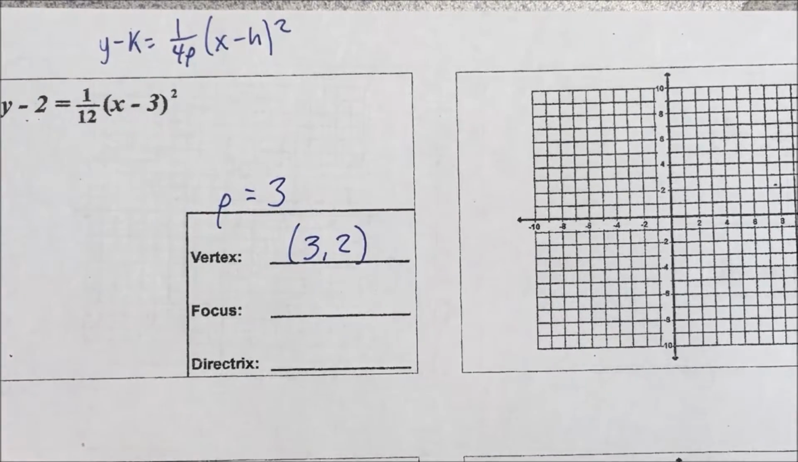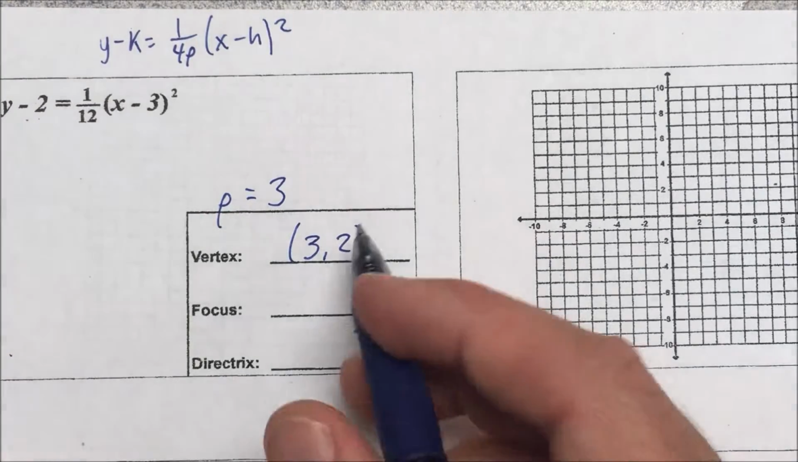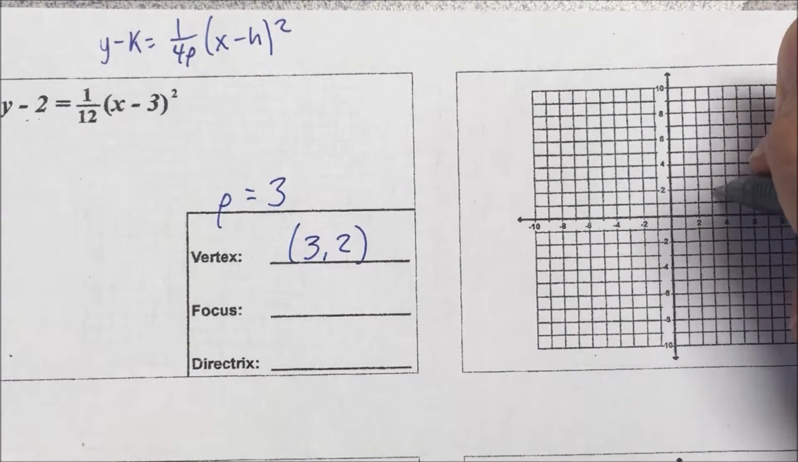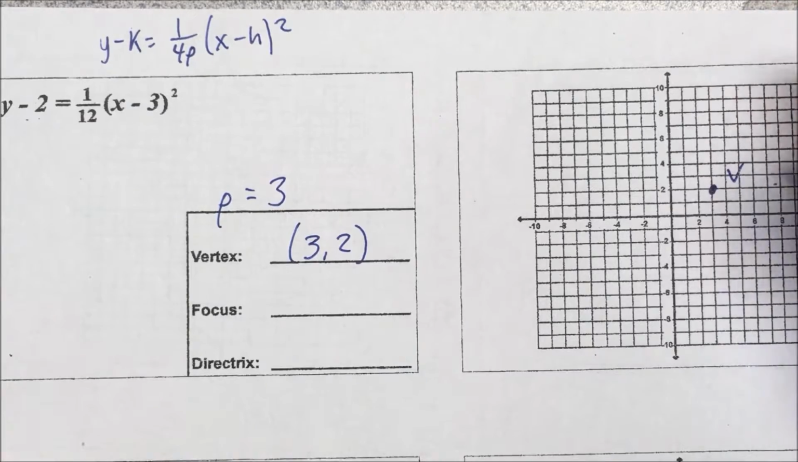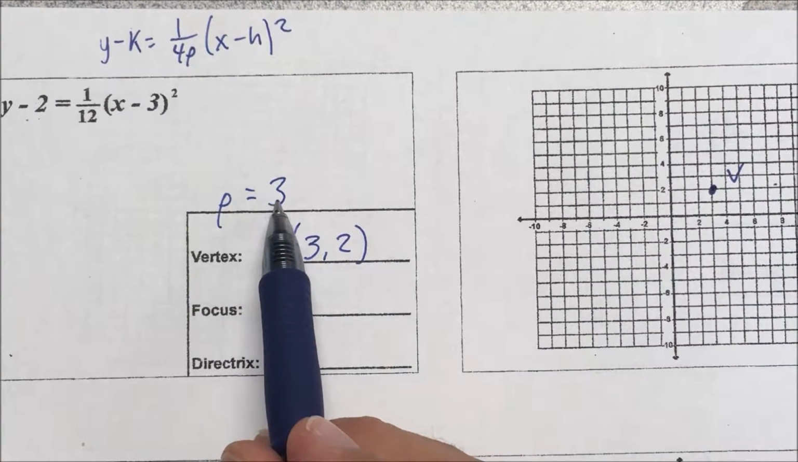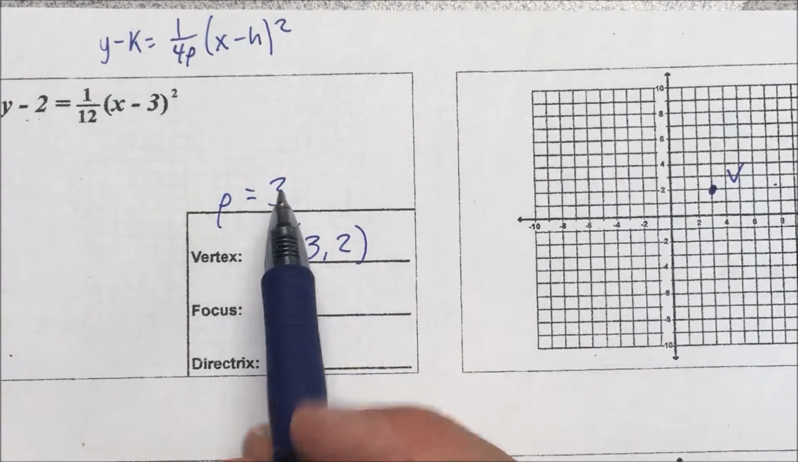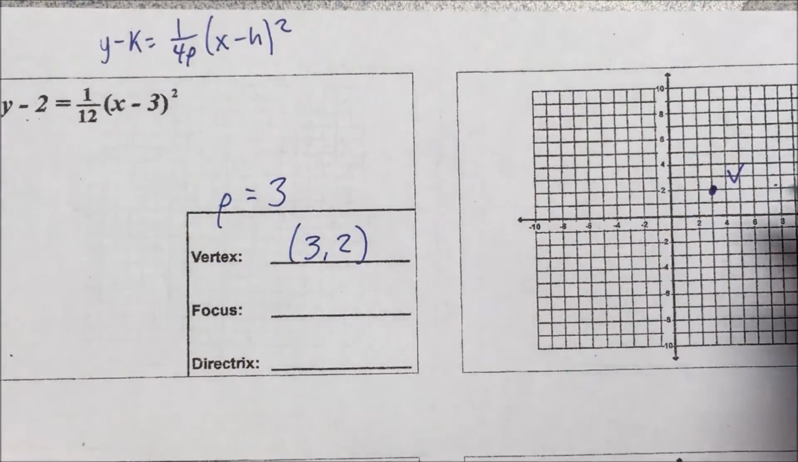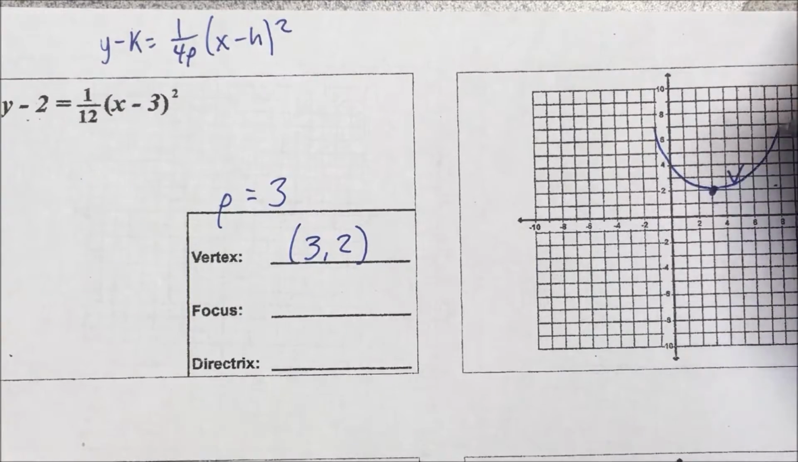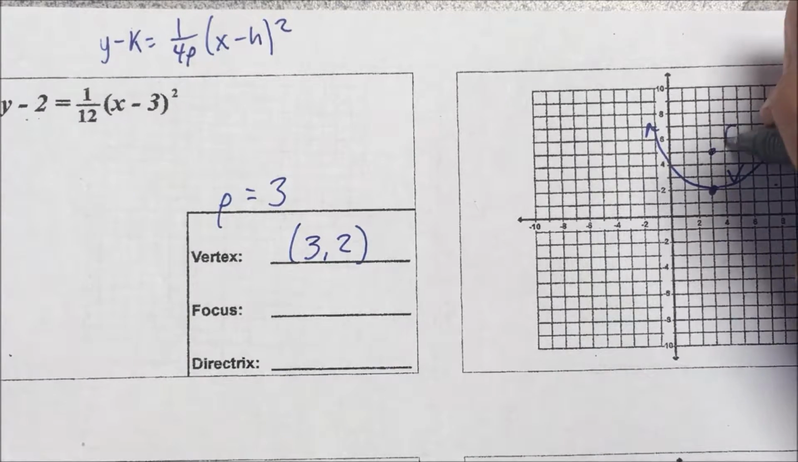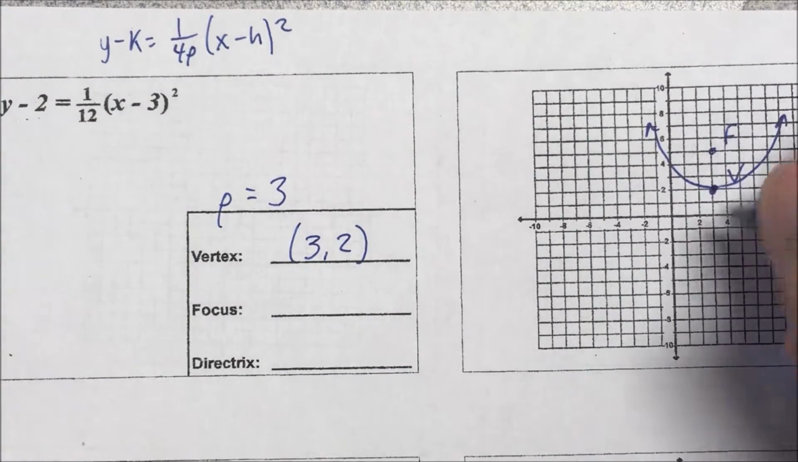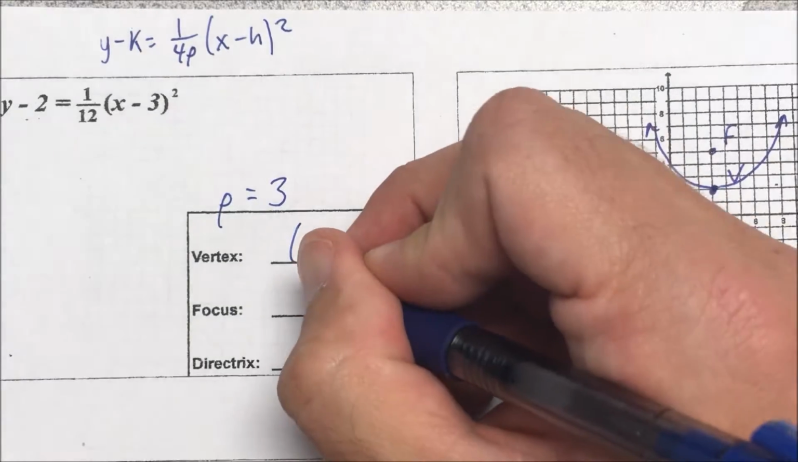And I'm going to come over here to my graph, and I'm going to draw the point 3, 2. So 3, 2 right there. That is my vertex. And my p-value is 3. It's positive 3. That means that I know that my parabola is going to open up. Okay, so it's going to open up something like this. And I can count up 3 to get to my focus. So that means my focus is going to be at 3, 5.